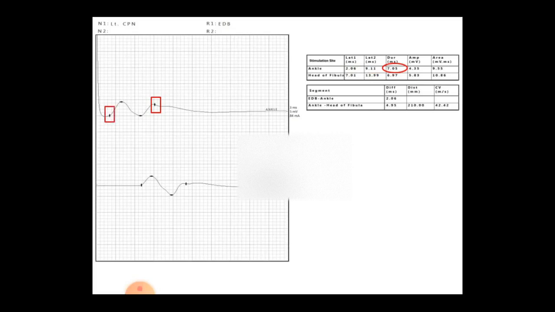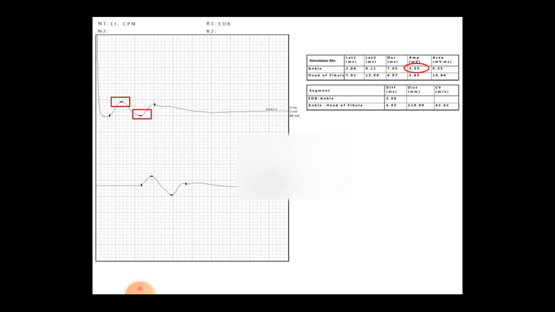Now this is the difference of these two, latency 1 and latency 2, or you can say the horizontal distance between the two vertical markers. So it is nothing but 9.11 minus 2.06, which equals 7.05. You can see that in this example here as duration. Duration is the horizontal distance between two vertical markers in this action potential.